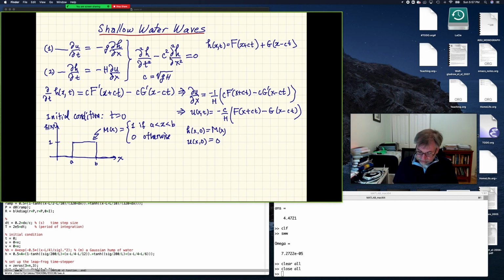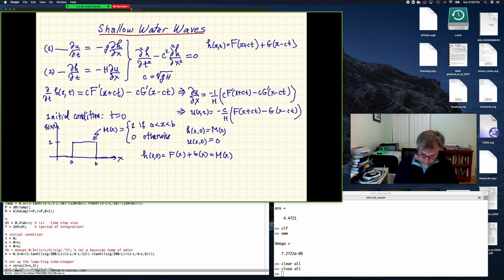Alright, so if we use those conditions, then we know from the definition of h that h of x and 0 is equal to f of x plus g of x, and that is equal to m of x.